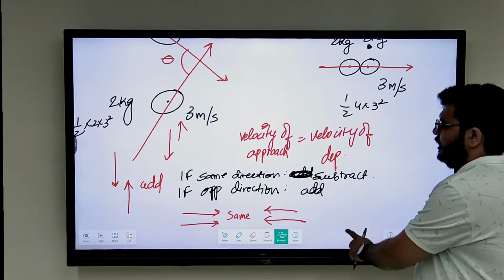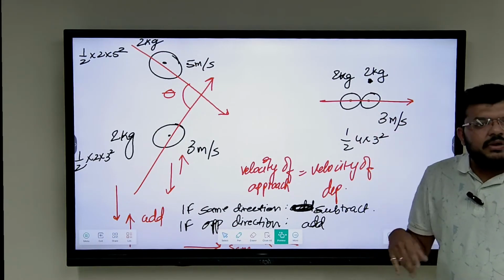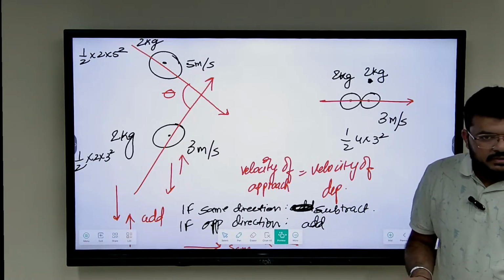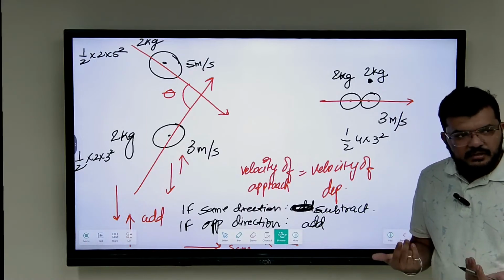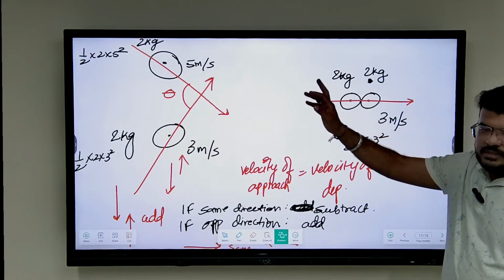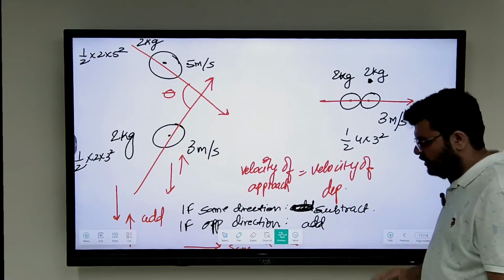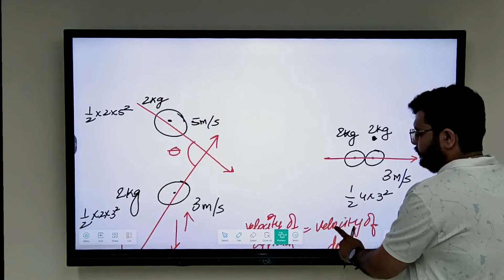What is the velocity? The velocity of departure is 0. They are sticking together. They are not departing. Right? The velocity of departure is 0. So even without calculating all of that energy, I can for sure say that it is an inelastic collision. So the paper can use this also. You don't need to find energy.